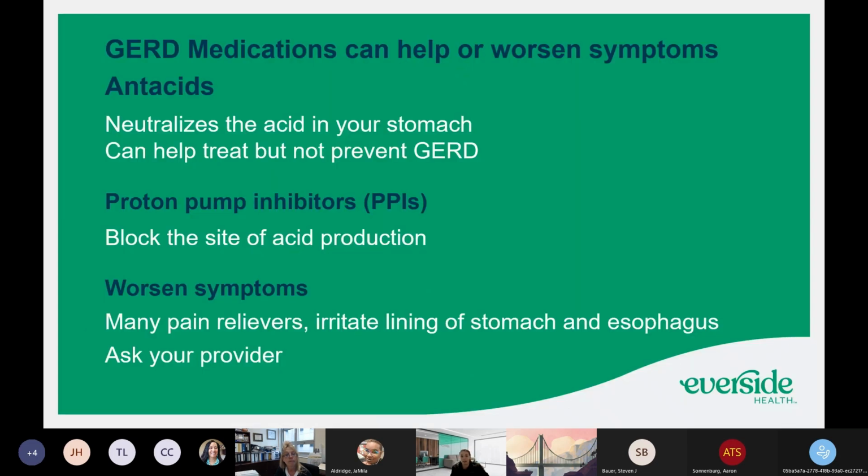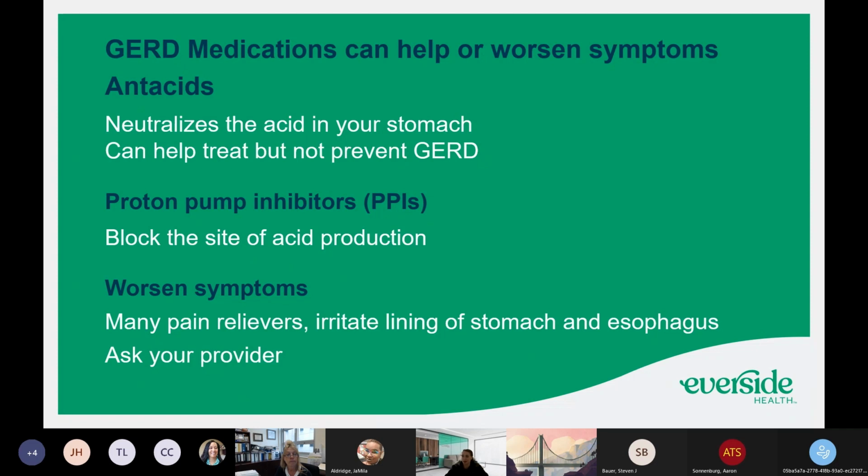Again, antacids neutralize the acid in your stomach. They can help treat but not prevent GERD. You do want to be careful of them because if you're taking them constantly and you're eating a lot, it can create that rebound. Proton pump inhibitors block the site of acid production, so again, it's helping treat because you're not producing as much acid, but it's not ultimately going to fix the problem. And then worsening symptoms: many pain relievers, again the NSAIDs like ibuprofen and Aleve, irritate the lining of the stomach and esophagus. So just talk to your provider and work with them.